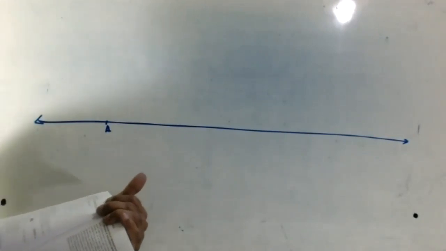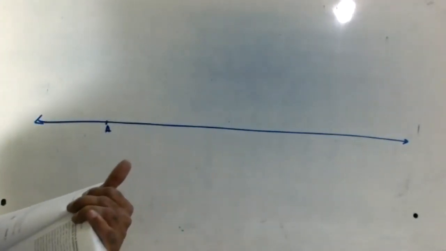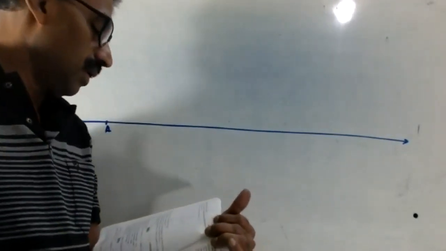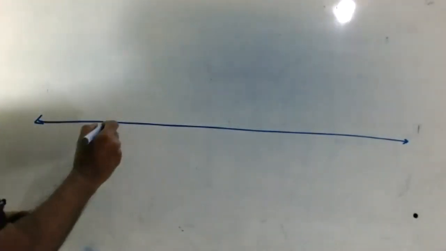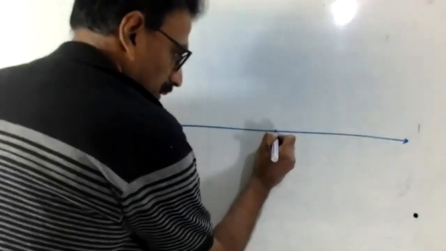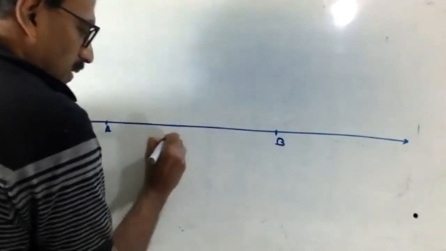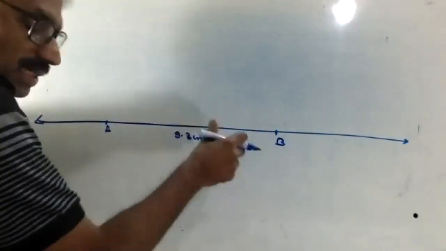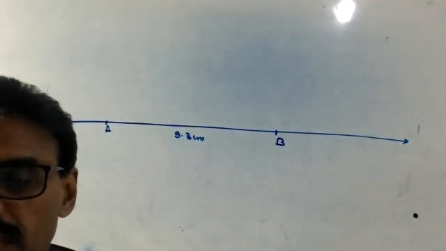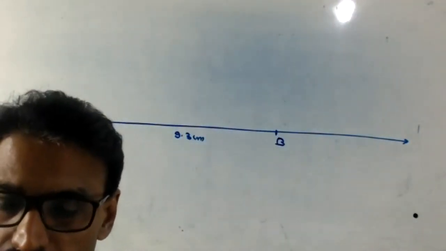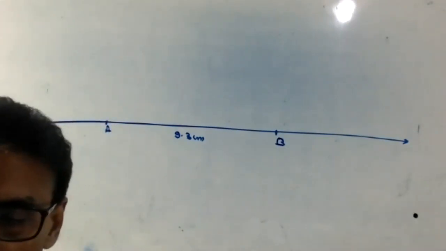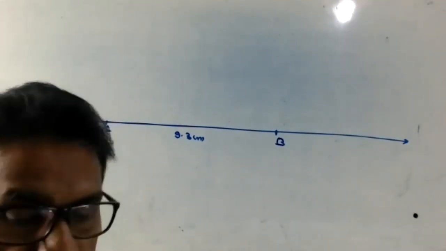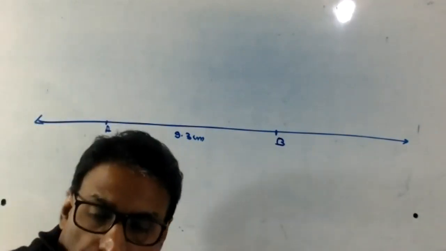Then next one, mark a point B on the line such that AB equals 9.3. You take the scale, 9.3 centimeter. B here. That means this length is 9.3 centimeter, A to B with the normal scale. Don't take inch. First mark A, then with the scale 9.3 centimeter. Is it clear?